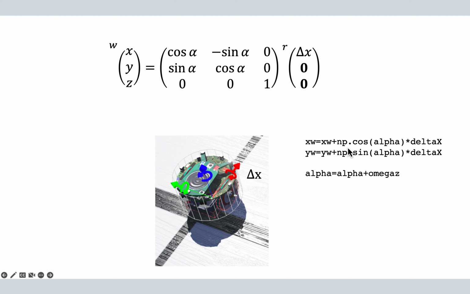And I've done this here for you to make things a little simpler. And what I'm doing is I take the old x position in the world frame and I add the contribution that comes from the forward motion delta x by multiplying it with cosine of alpha. I do the same for y. This time it's sine of alpha. And then I update alpha by adding the rotation that the wheels induce on the robot to the current orientation of the robot, and then I can start over and compute the next incremental motion.